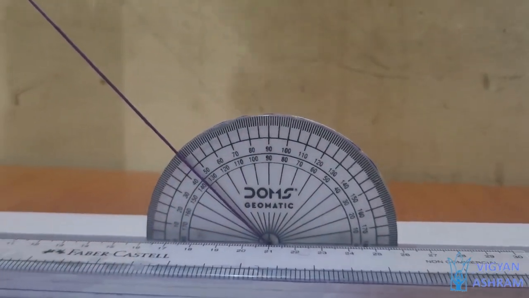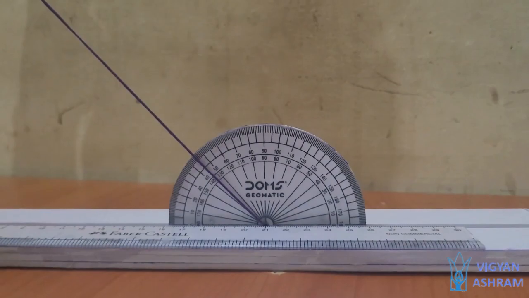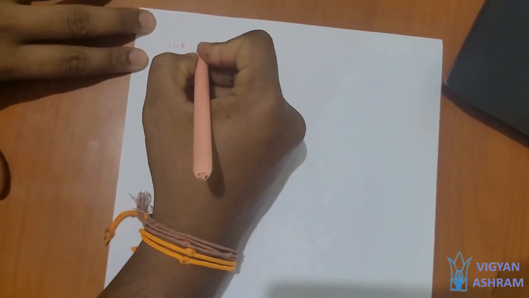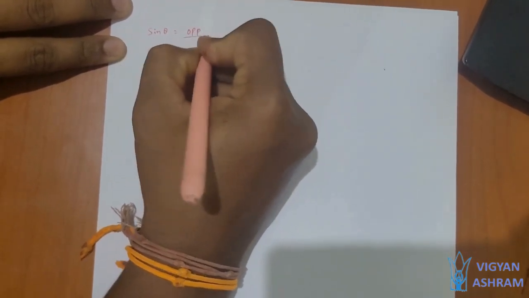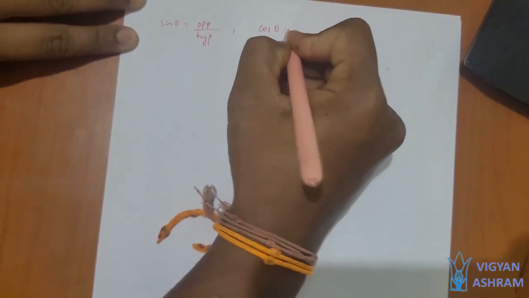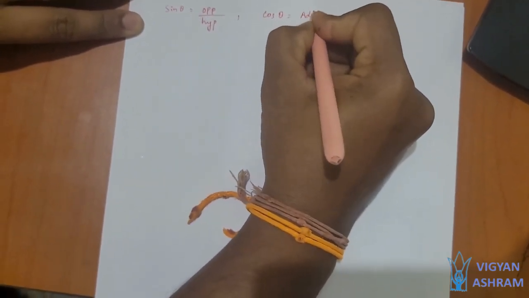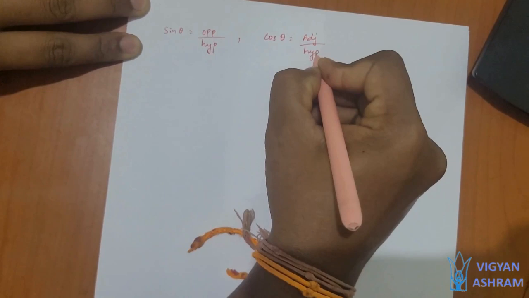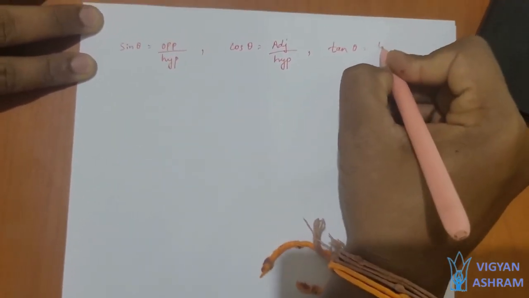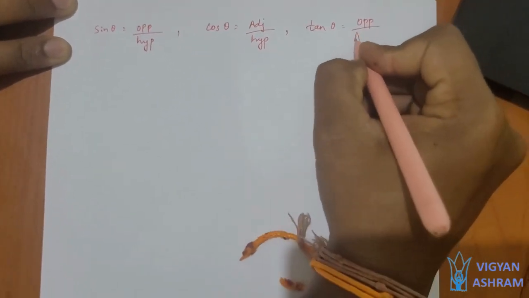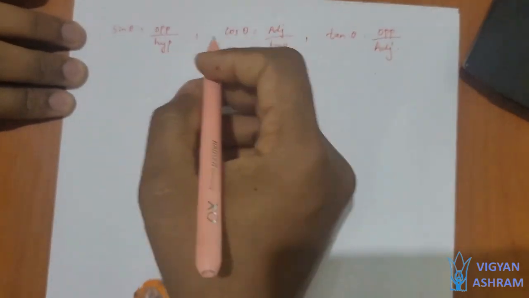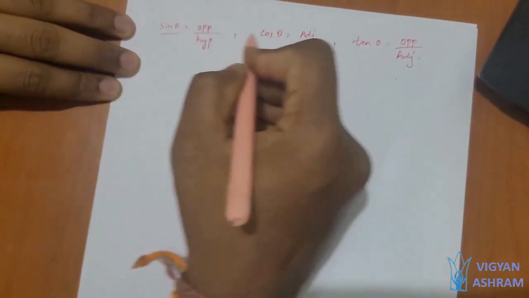So we know the formula: sin theta is equal to opposite by hypotenuse, cos theta is equal to adjacent by hypotenuse, and tan theta is equal to opposite by adjacent. Okay, so why are we not using sin theta?